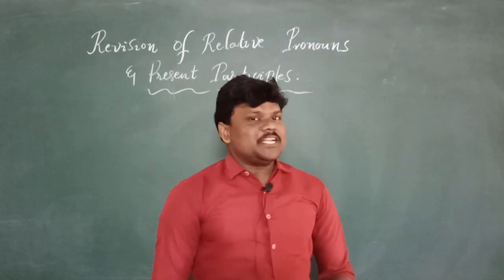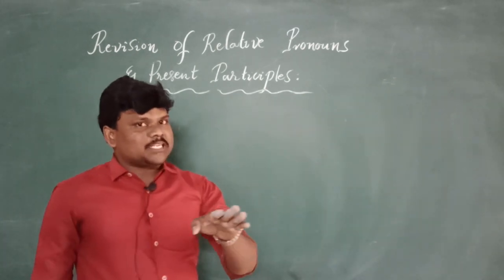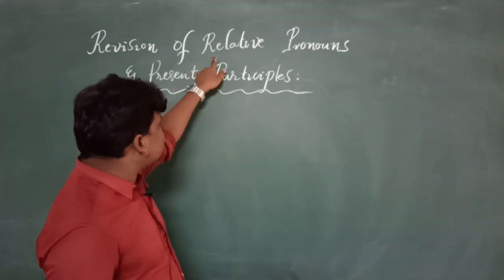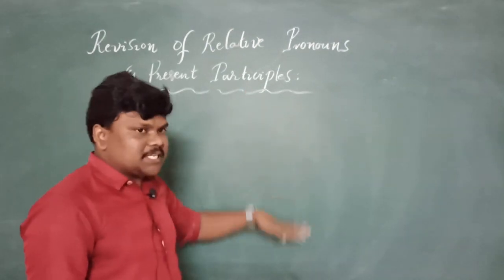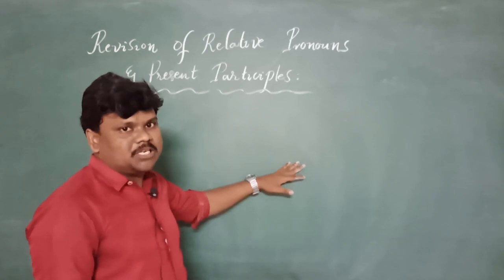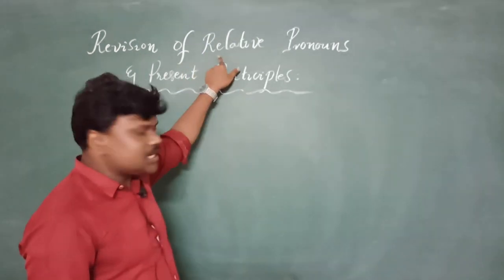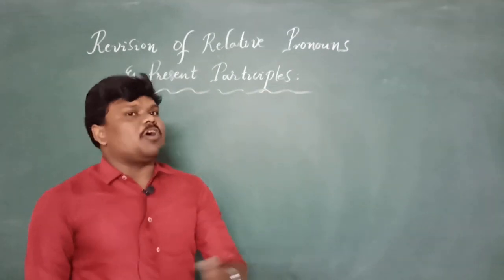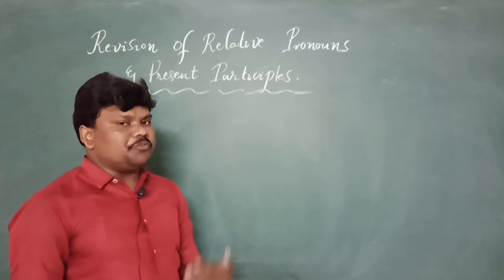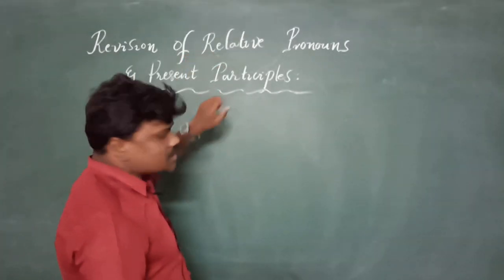And dear students, in my last class I taught you how to combine two sentences with relative pronouns and also present participles. As this is a revision for tomorrow's examination, online objective test 5, and I gave the syllabus as only relative pronouns and present participles, let me recall all the instructions once. How do we combine two sentences with relative pronouns and present participles?